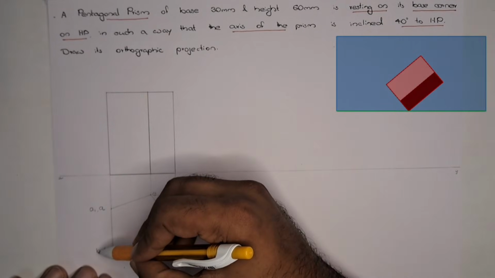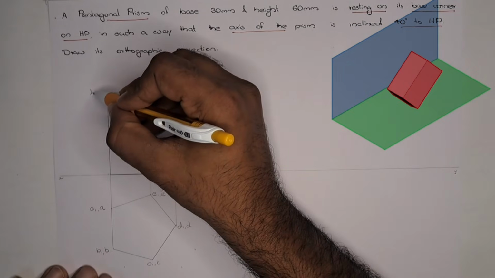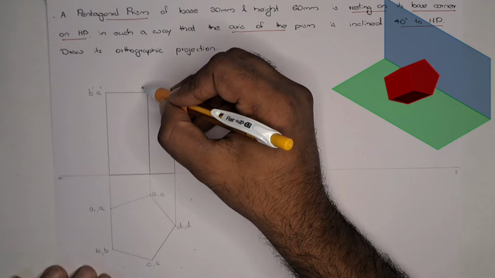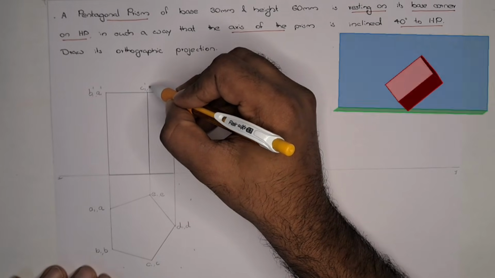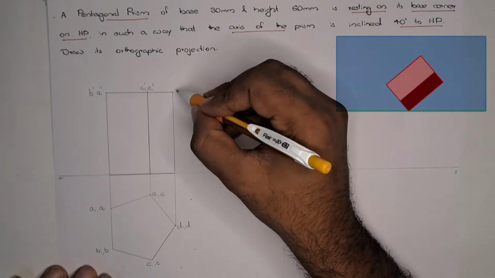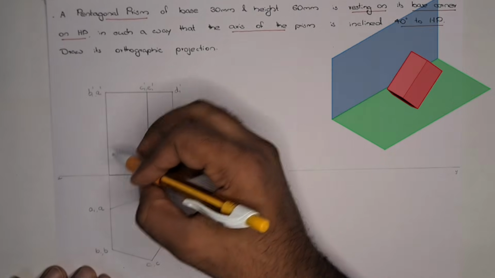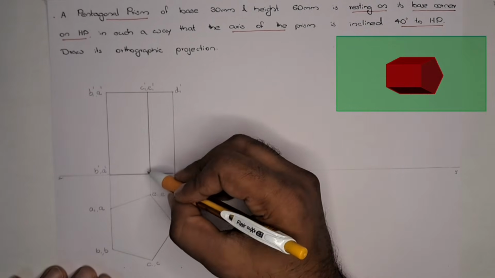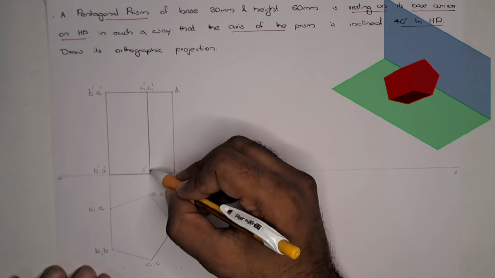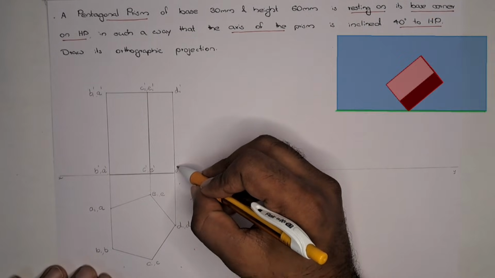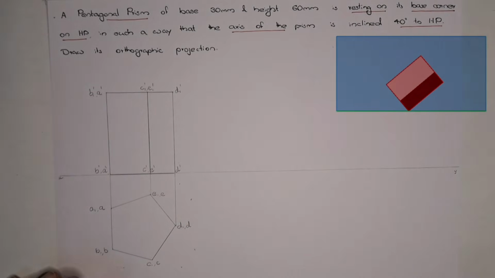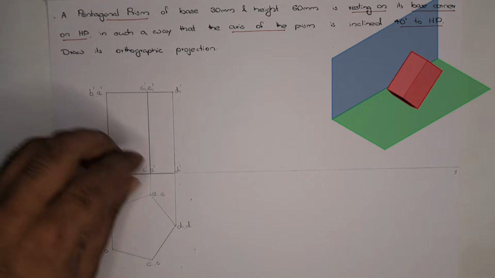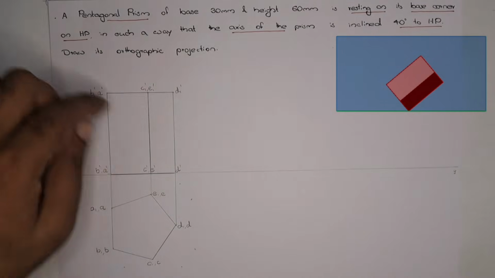So at first B1 dash, comma A1 dash. Here C1 dash, comma E1 dash. Here it is D1 dash. Similarly, here B dash, comma A dash, C dash, comma E dash, here D dash. So we mark the 10 corners, 5 on the bottom and 5 on the top.